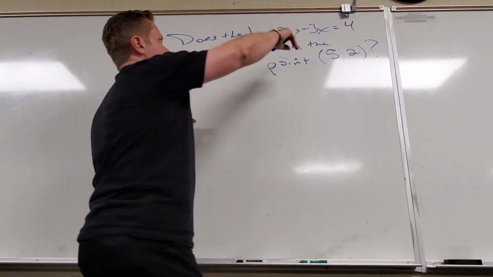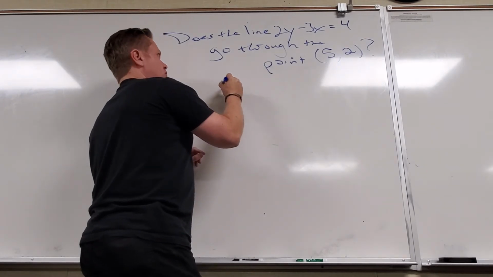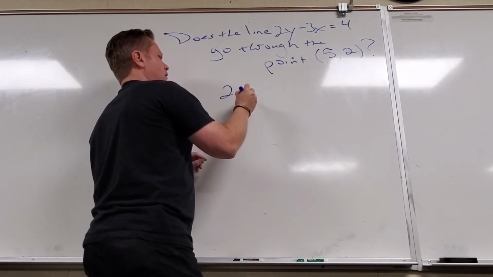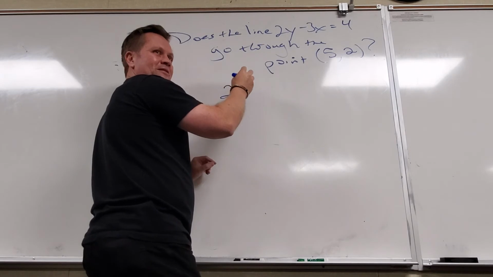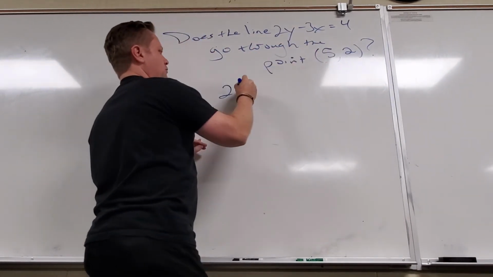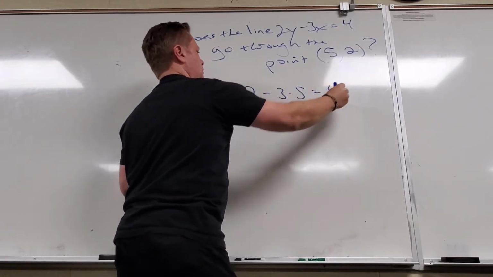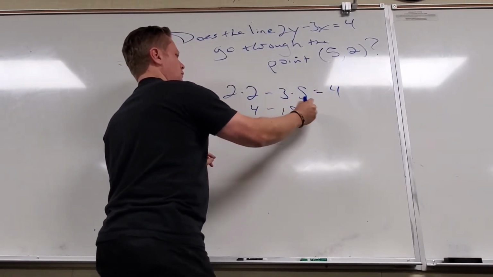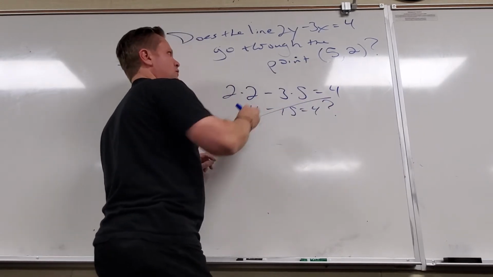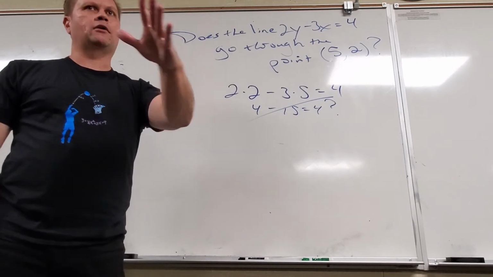So if I do plug these in, now this is where I did this on purpose. So it'll be 2 times 2. Good. Don't just put them in, this is X, this is Y. So it'll be 2 times 2 minus 3 times 5. Is this true? No. So does that point belong on that line? No, that line will not go through that point.